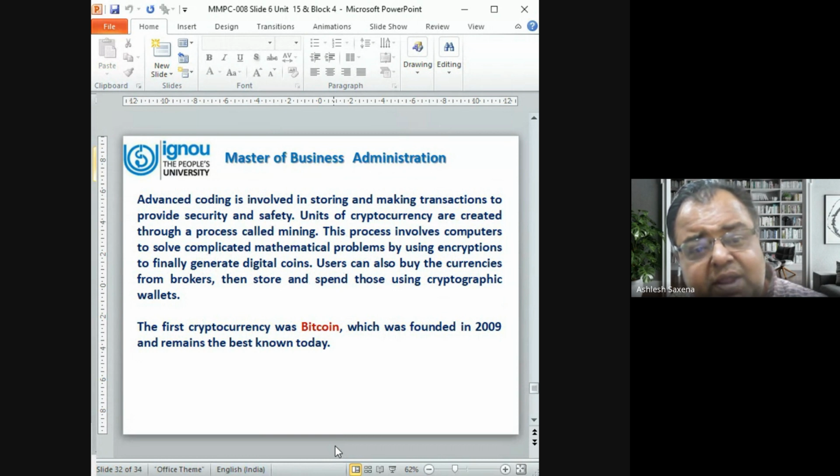Units of cryptocurrency are created through a process called mining. This process involves computers solving complicated mathematical problems using encryption to finally generate digital coins. Users can also buy the currency from a broker, then store and spend it using cryptographic wallets. The first cryptocurrency was Bitcoin, which was founded in 2009 and remains the best known today.